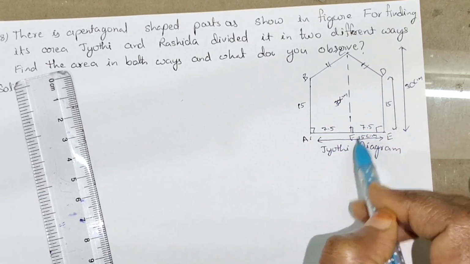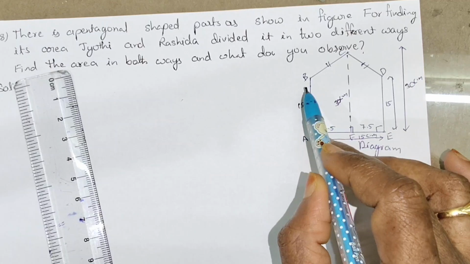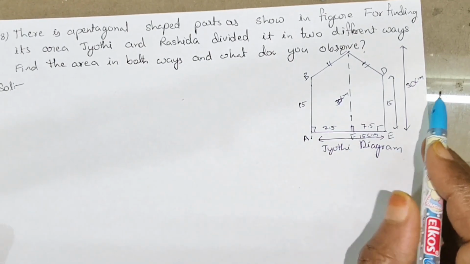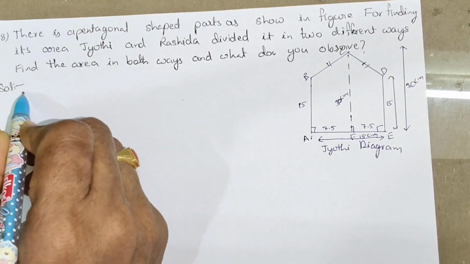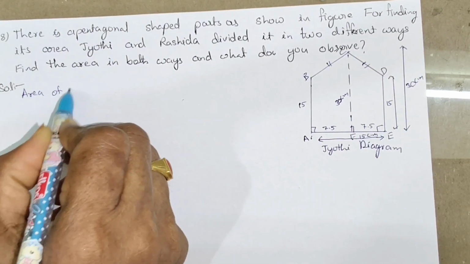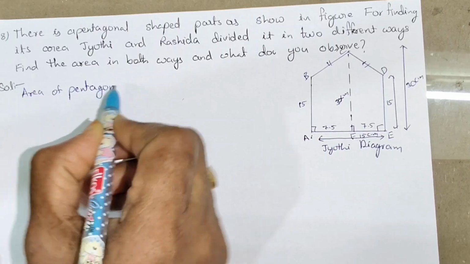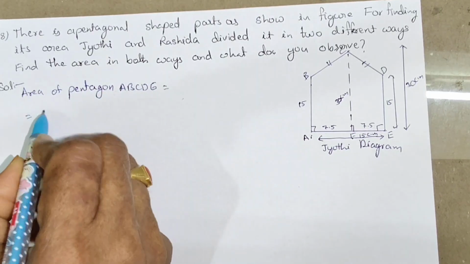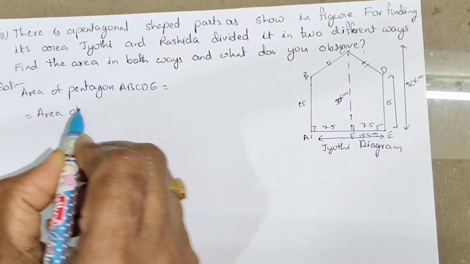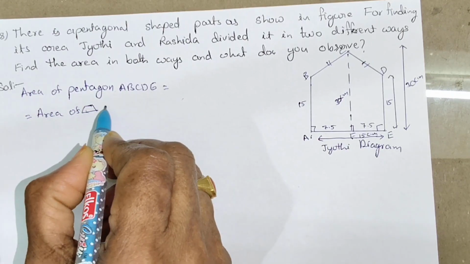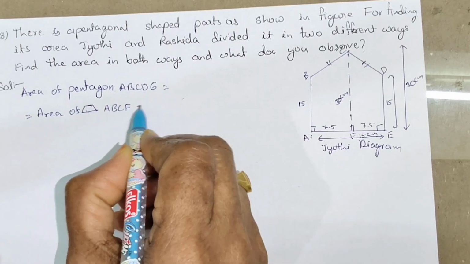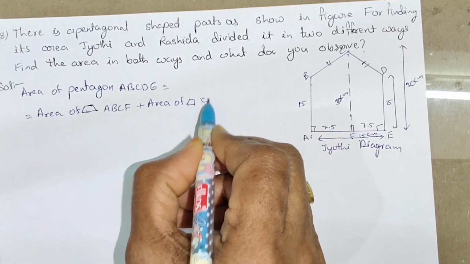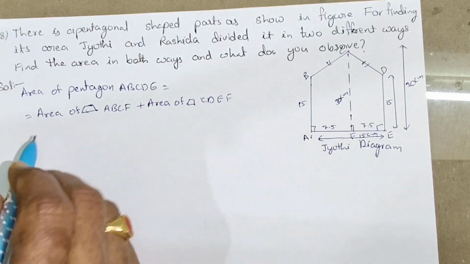First we find the AFCB trapezium area. Next we find this area, and add these two areas. So the total is the area of the pentagon. Here the area of pentagon ABCDE is equal to the area of trapezium ABCF plus the area of trapezium CDEF. So we find these two areas.